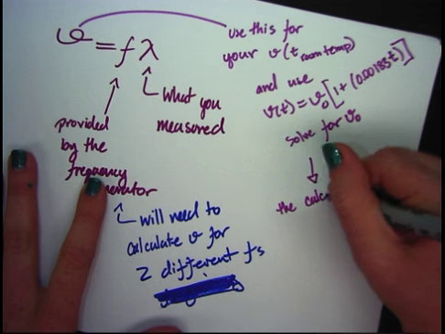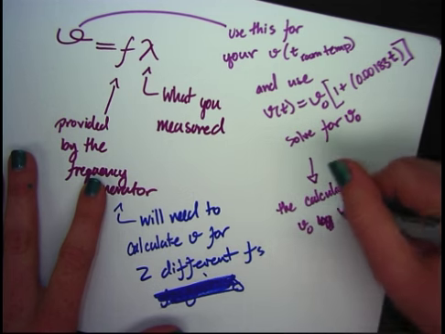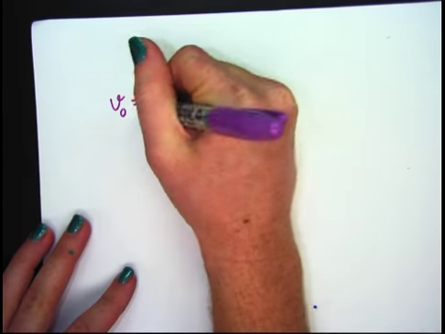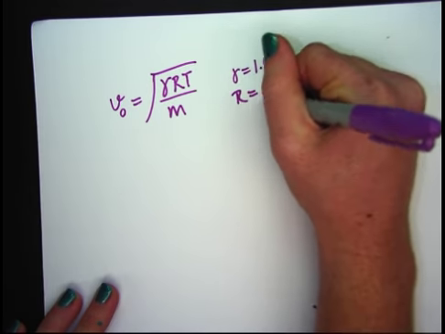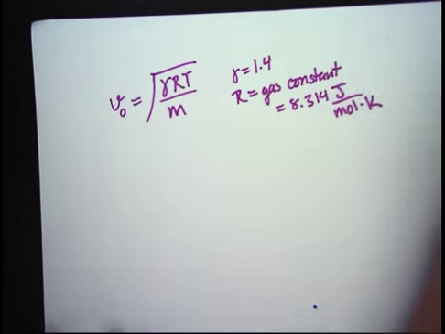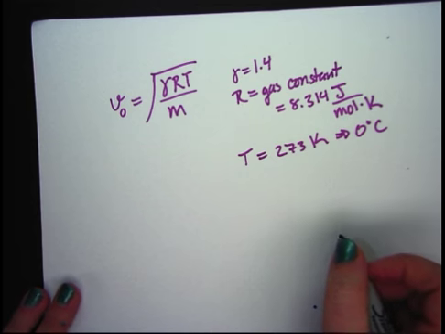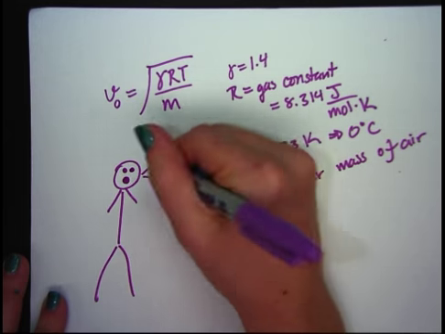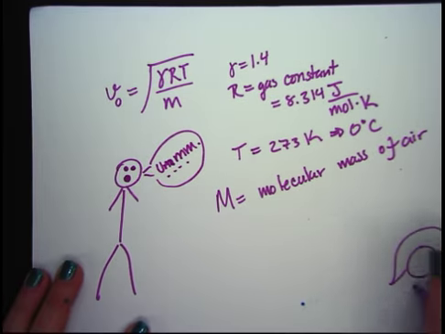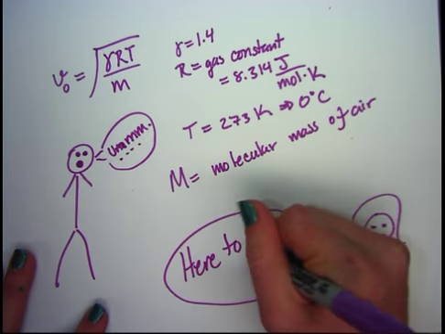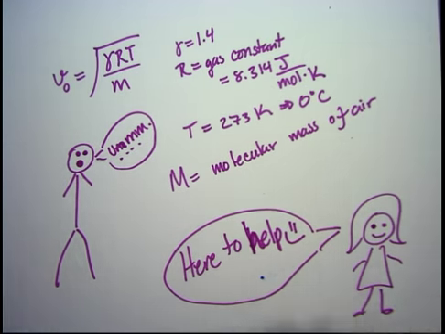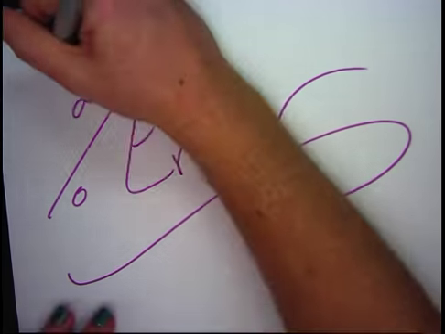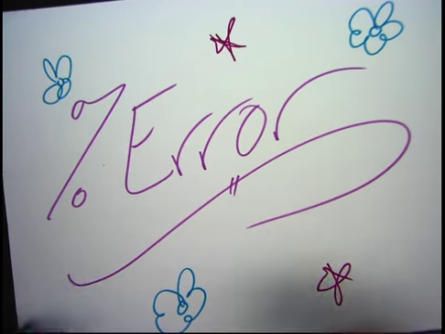Then you will use V equals the square root of gamma times R T over M to calculate your theoretical speed of sound at 0 degrees, where R is your gas constant, equal to 8.314 joules per mole Kelvin. Gamma is 1.4, T is 273 Kelvin, equal to 0 degrees Celsius, and M is the molecular mass of air, which we can help you with. Then you'll calculate percent error, and you're done. And that's the lab. Yay!